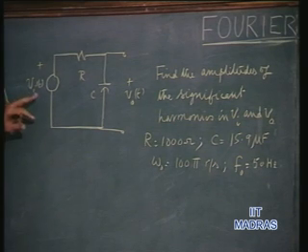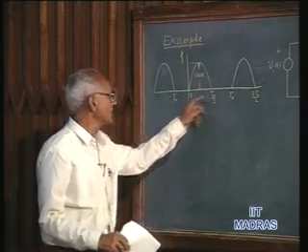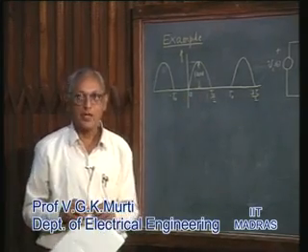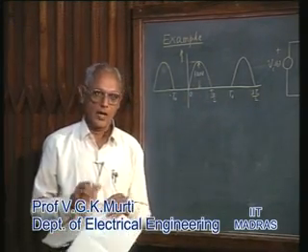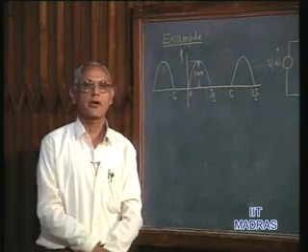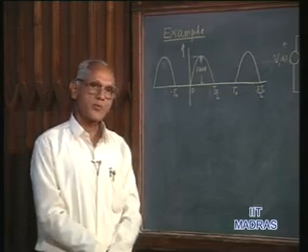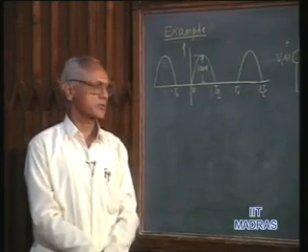Now since this input waveform is not sinusoidal, we can't apply straight away the phasor methods for calculating the output voltage. On the other hand, the Fourier series tells us that such an input voltage can be decomposed into a number of sinusoids, and so for each one of the sinusoidal components we can find out the corresponding output using the phasor methods, and superpose all the solutions to obtain the output.